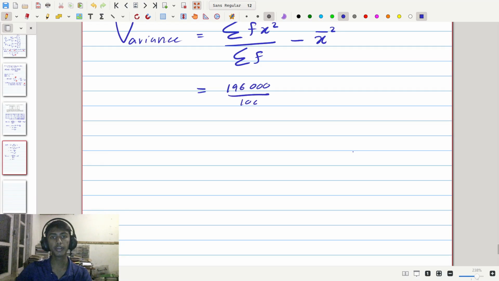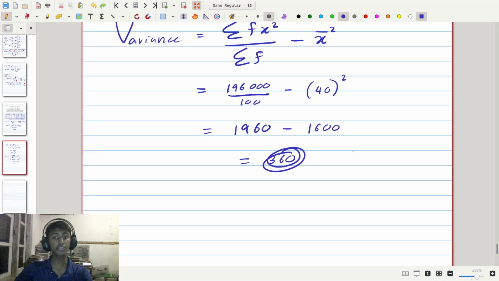divided by 100 minus x bar squared, which is going to be 40 squared, since x bar is equal to 40, which simplified is going to be equal to 1960 minus 40 squared, which is going to be 1600, which is going to be, if we simplify, 360. And if we consider units here, since we started with units of thousands and this thing is going to be in square units, this thing is going to have units of 1000 squared.